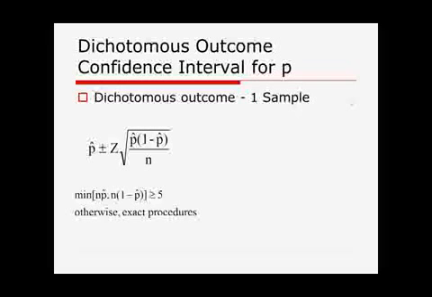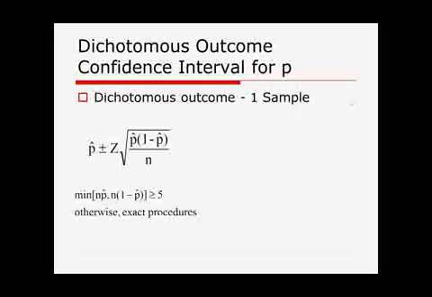Now, there's a condition for using this formula, and it's written just below it. It says the minimum of n times p hat and n times 1 minus p hat must be at least 5. Remember, n is the sample size, p hat is the proportion of successes, or the proportion of yeses. So the sample size times the proportion of yeses just gives you the number of yeses. What that condition is actually saying is you need at least 5 people who are yes responses and at least 5 people who are no responses in your sample to use this formula.